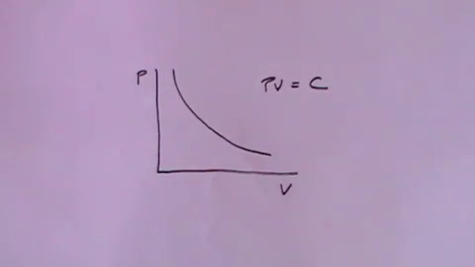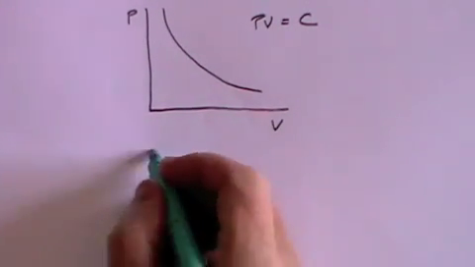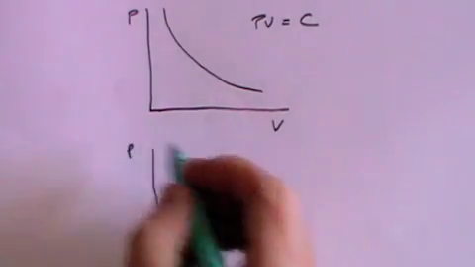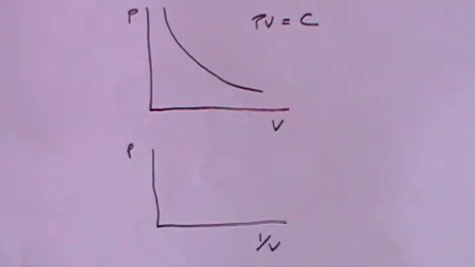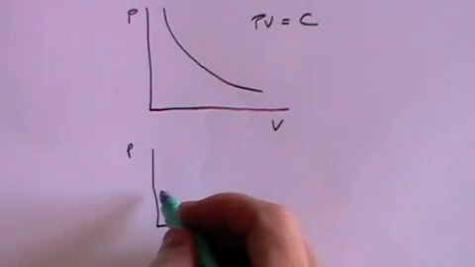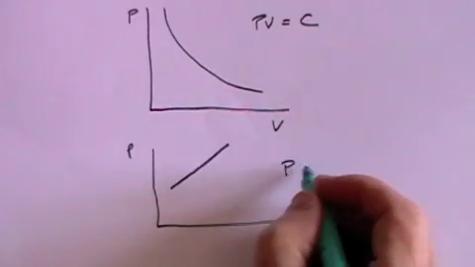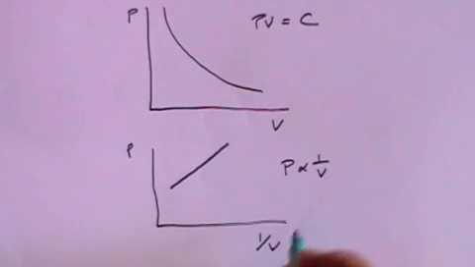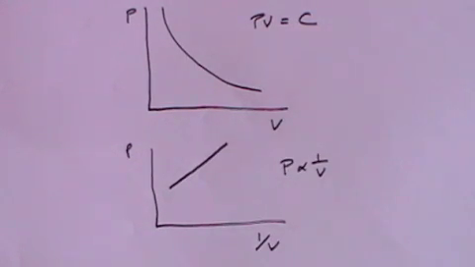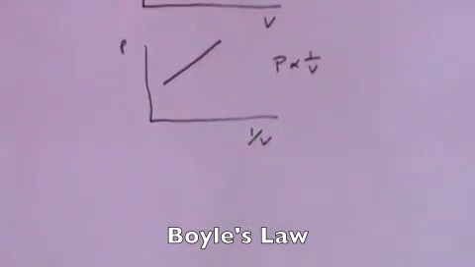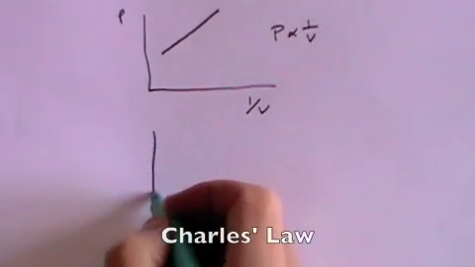If we were to plot pressure against 1 divided by the volume, then we would get a straight line, which suggests that pressure is proportional to 1 over volume. Remember that this is at constant temperature. That's called Boyle's law. Now there's another law called Charles' law.